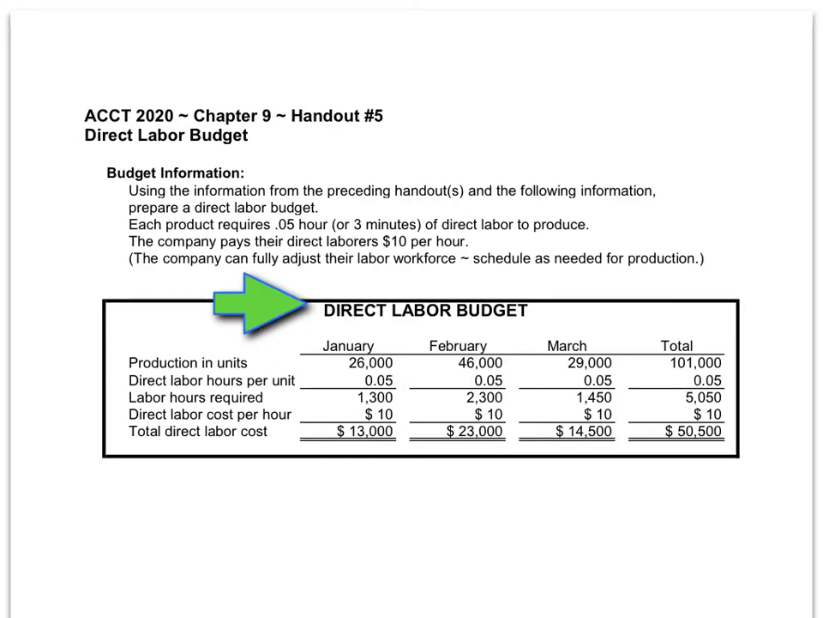So total labor hours are 1,300, 2,300, 1,450. The company pays their direct laborers $10 per hour. So we just take our direct labor, $10 per hour, multiply it by the hours, and that's our total direct labor cost. This will go straight to the cash budget because our laborers don't want to wait to get paid. So they're going to be paid in cash.